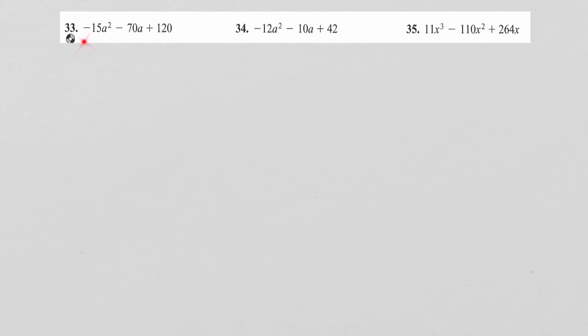Okay, a couple of things with this problem. First of all, I can see that they're all divisible by 5. And my leading coefficient's negative. I don't want that to be negative, so I'm going to factor out both a 5 and a negative. So I factor out a negative 5 and leave behind a positive 3a squared plus 14a minus 24. Now, there's no common factor, and my leading coefficient is positive. So now I'm ready to do my slide, divide, slide.